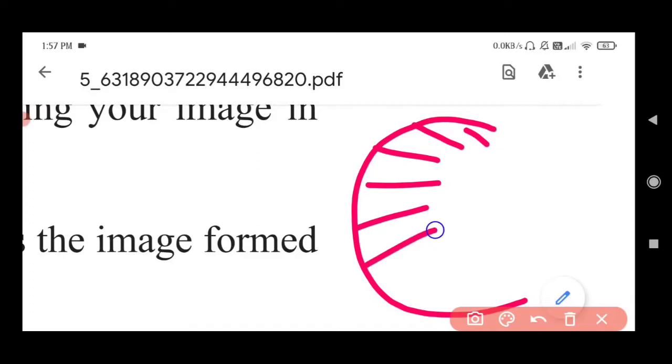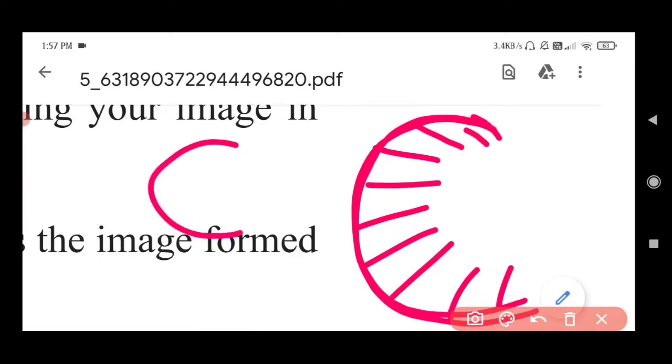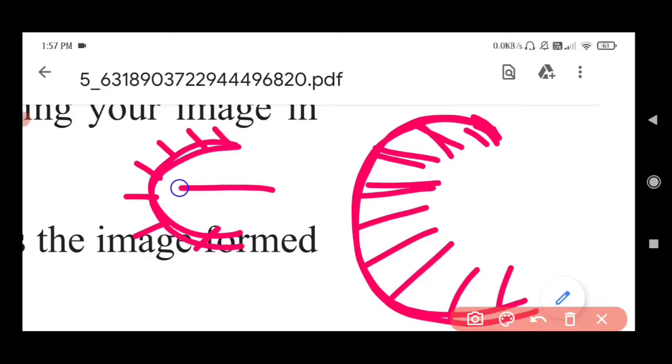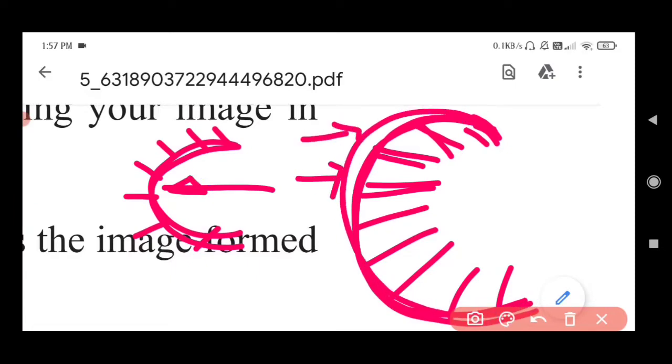Can you see the difference? Can you differentiate a concave and a convex mirror? So a concave mirror has the non-reflecting part outside, and a convex mirror has the non-reflecting part inside. So if you hold a concave mirror, you can see your face from this side. Okay, and when you hold a convex mirror, you can form your image this side.